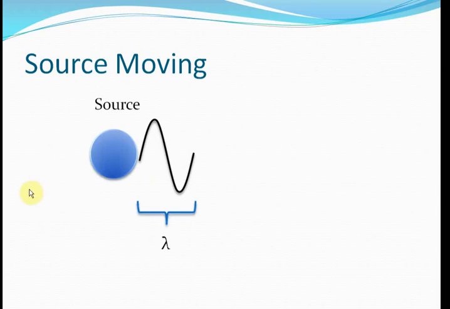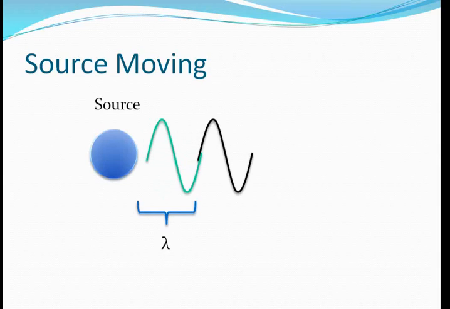After this wave the source has emitted has traveled a distance equal to lambda, the source emits another wave. So you can clearly see that as the wave it has first emitted has traveled a distance lambda, it emits another wave after a distance of lambda. Now let's see what happens when the source is moving.